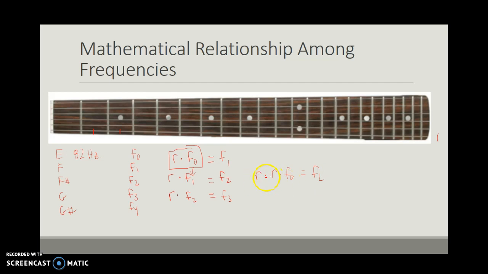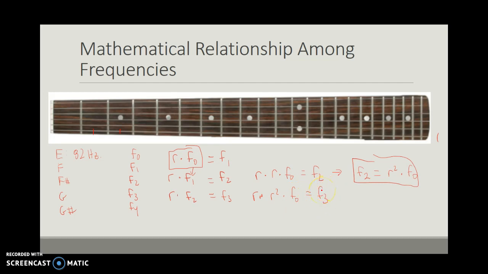And also I see that R times R is simply R squared, so the frequency of the note in the second fret is equal to R squared times the open note frequency. Down here I have the same substitution I can make. I know that F2 is equal to R times F1, which is R squared times F naught, so I can use this identity here now to say, in this equation I'm going to replace F2 with R squared times F0. So I will have R times F2, well, F2 is R squared times F0, and that will produce F3.